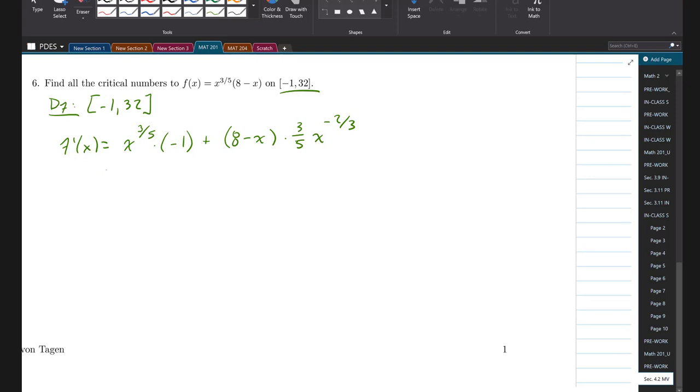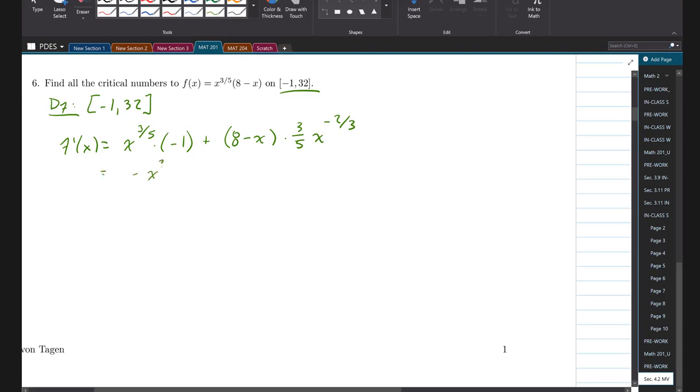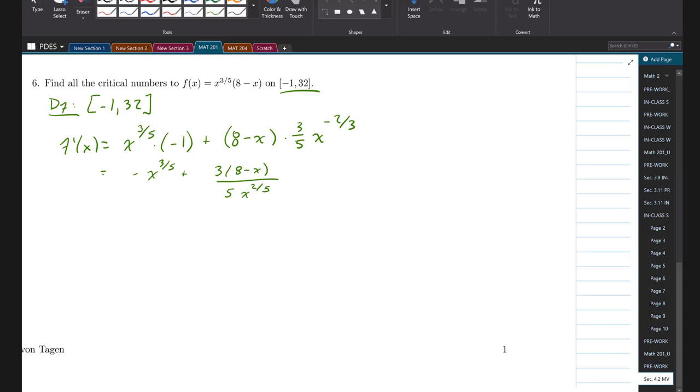Here we go. This gives me negative x to the 3/5 power plus 3 times 8 minus x all over 5x to the 2/5 power. Where all I did on that right-hand side was some rearranging with the numerators and the denominators. The big thing was I took the factor of x to the negative 2/3, and took it below the line as x to the positive 2/3.